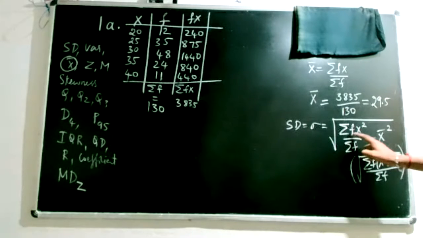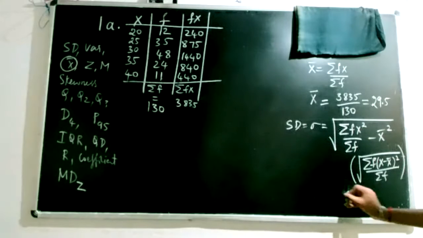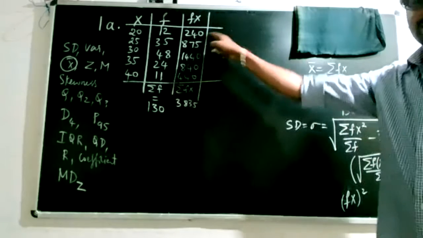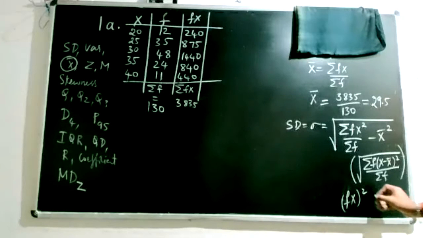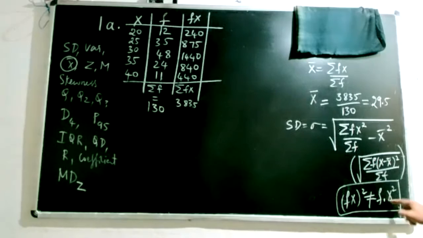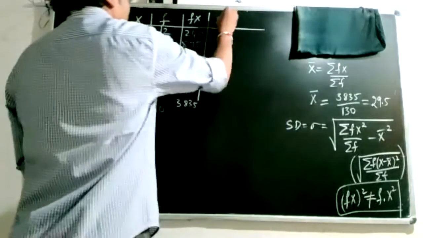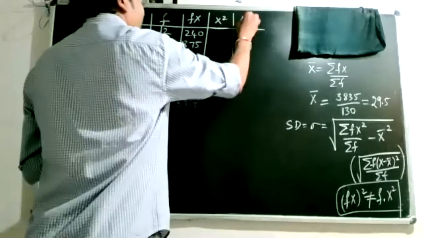So I need f into x square. You have to be careful here. It is not fx whole square. Fx is already there, so it is not that you just square it and write it down. No, that is f into x square. You need the squared values of x multiplied by f. So we'll have x square and then f into x square.